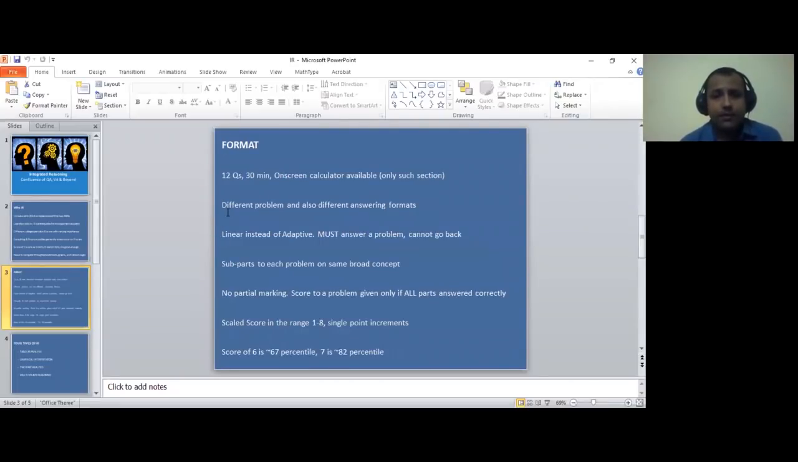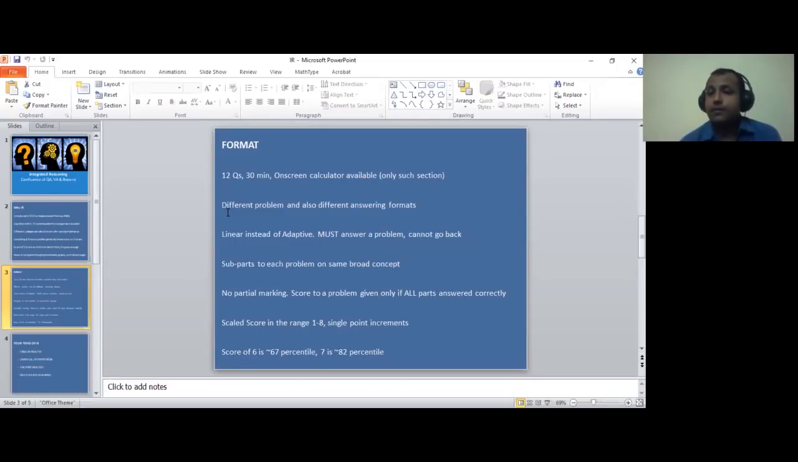Right, different problems and different answering formats. We will see what the different problems and answering formats are. Essentially, there are 4 problem types, and each has a different way of representing the problem. The answers are not always in your ABCDE format. In fact, I think almost half the problems don't have such an answer format. We will see through the tool today in what format the problem comes up.